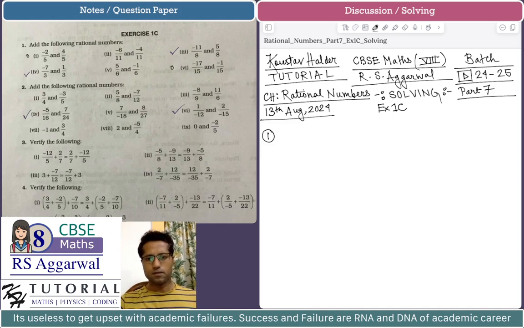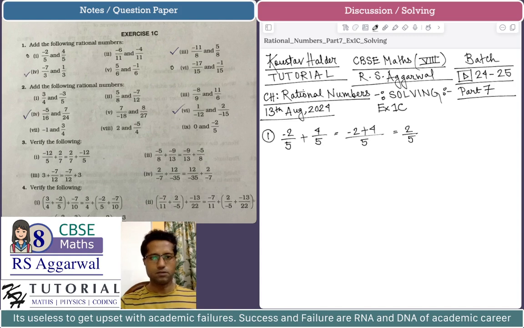We have to add minus 2 by 5 and 4 by 5. Remember that in doing addition and subtraction of rational numbers, if you see any rational number having a negative denominator, always make the denominator positive. Here we just add the numerators, and the denominator remains the same. So this is minus 2 plus 4 by 5, which is equal to 2 by 5. This is simple. Let's do another one.